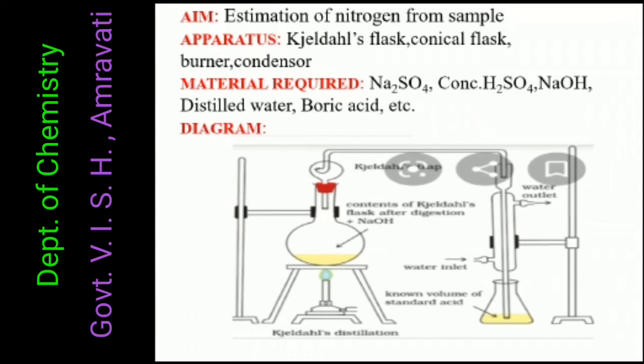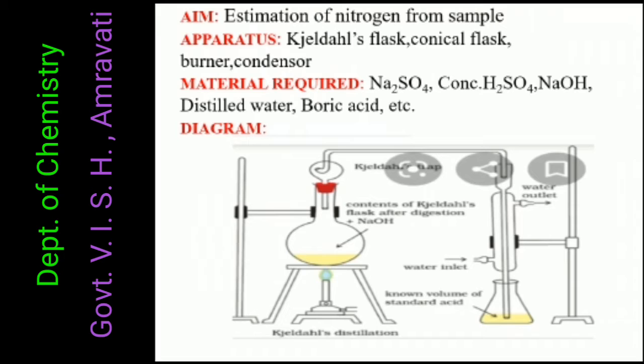So students, we take practicals of organic chemistry. In one exercise, there are estimations of compounds or elements. So today we take the estimation of nitrogen from a sample. One sample is given to you and you have to calculate the percentage of nitrogen in it.